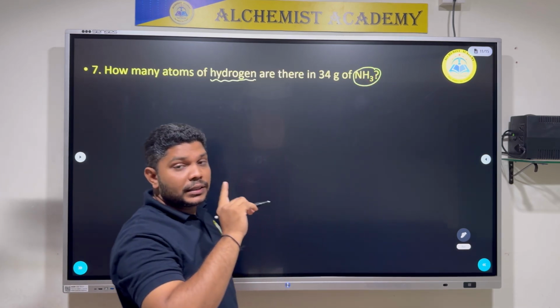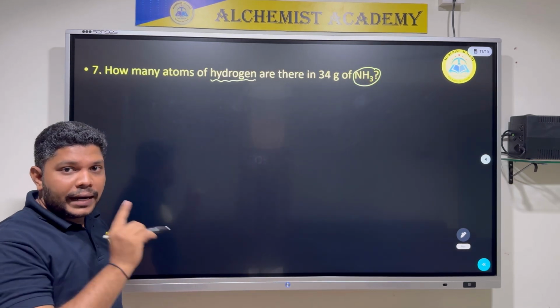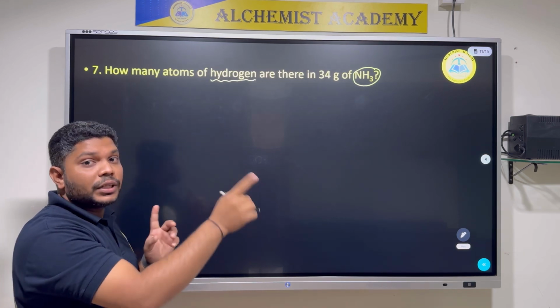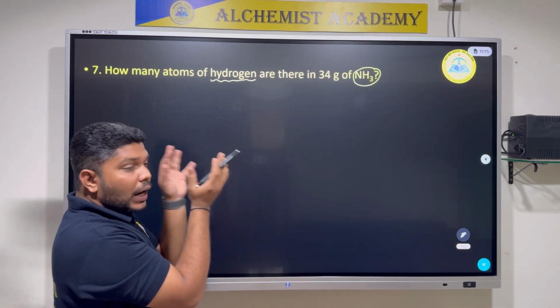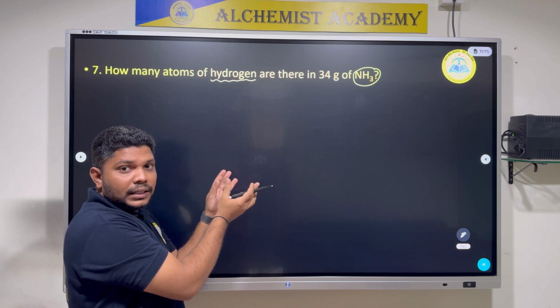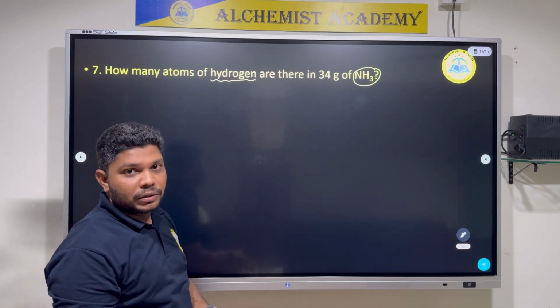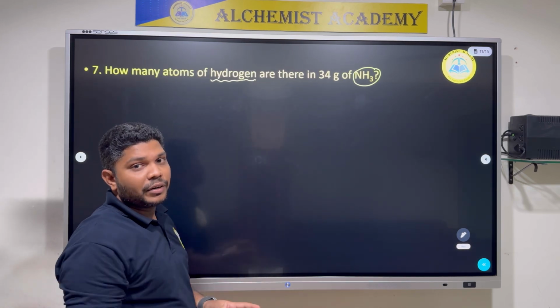So that means this is not a direct problem. Everywhere we have done so far, it was a direct problem. Here they are asking about one particular atom from the entire molecule. So this is a little bit different, and we have to try a different way.